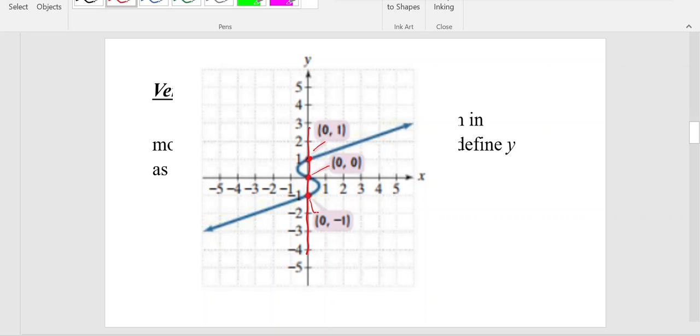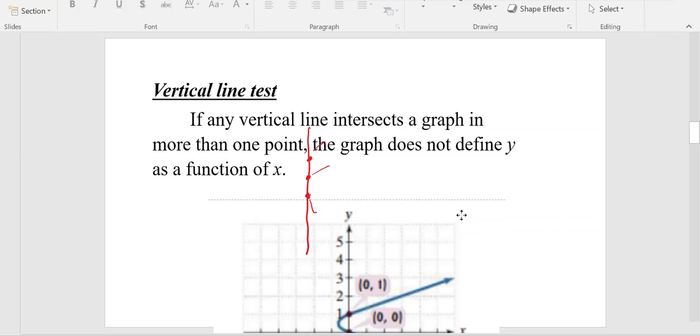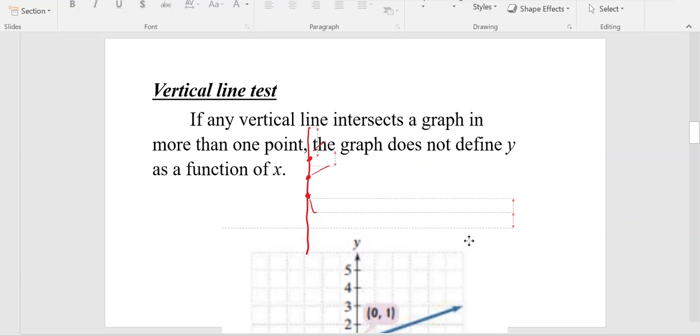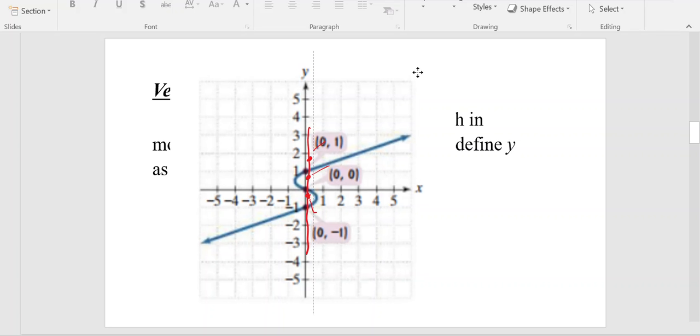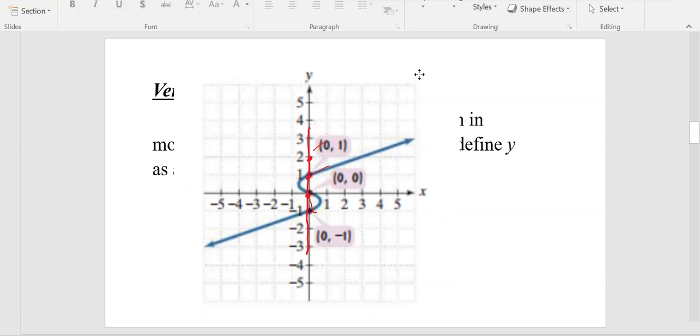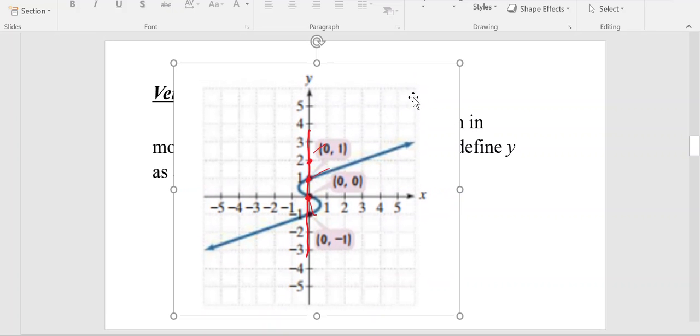Okay, now what is the vertical line test again? We said that if any vertical line intersects a graph in more than one point, the graph does not define y as a function of x. So because that vertical line intersected the graph at 3 separate points, meaning more than one, that fails to be a graph of a function. Now, why is it working?